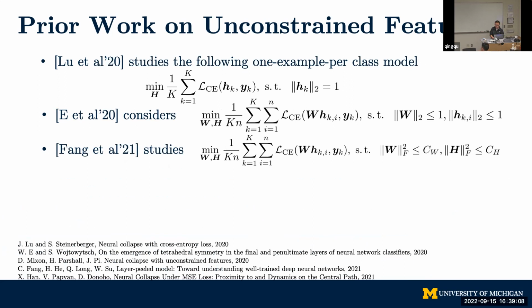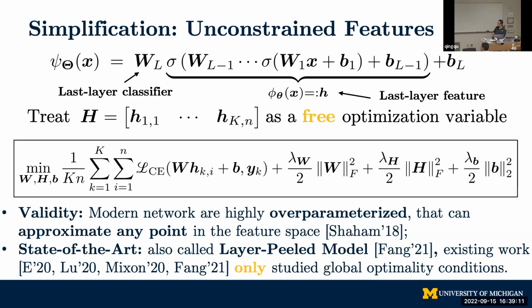Any questions? Yeah, can I take a closer look at the previous loss function? Yes. Are you training a model by solving this objective function? In practice, when you train a deep network, you're not doing this, right? You are optimizing your network parameters, where H is actually constrained by your network architecture. So here we make a strong assumption that H is a free optimization variable, because modern networks are highly over-parameterized and can almost approximate any points in the feature space. That's why we make this assumption. So this objective function is mainly for analysis purposes? Yes, mainly for analysis purposes.